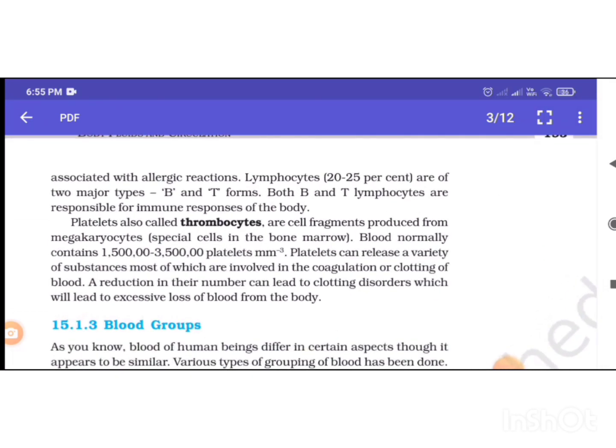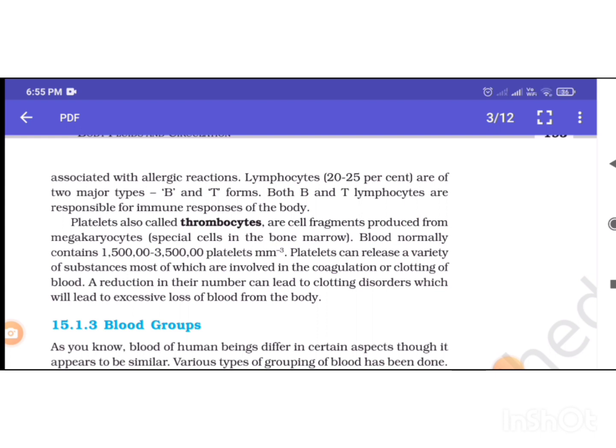Lymphocytes, 20 to 25%, are of two major types, B and T forms. Both B and T lymphocytes are responsible for immune response of the body. Platelets, also called thrombocytes, are cell fragments produced from megakaryocytes, which are special cells in the bone marrow. Blood normally contains 1,50,000 to 3,50,000 platelets per cubic millimeter.